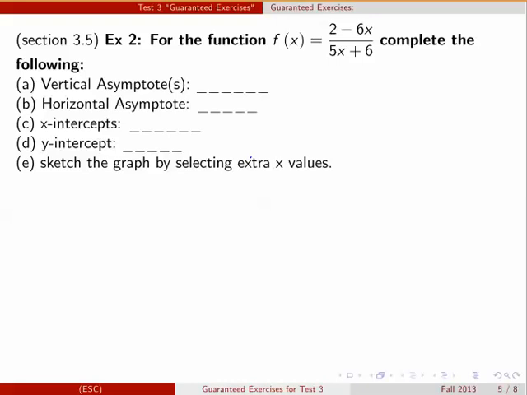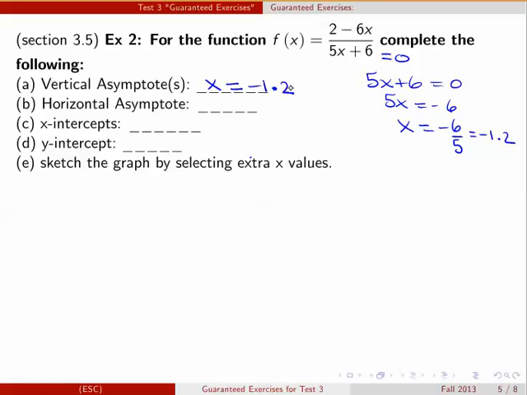Let's graph it. To find the vertical asymptote, we set the denominator equal to 0, and so we have 5x plus 6 equals 0. When we solve for x, we get negative 6 over 5, which is roughly negative 1.2. So the vertical asymptote has the equation x equals negative 1.2.